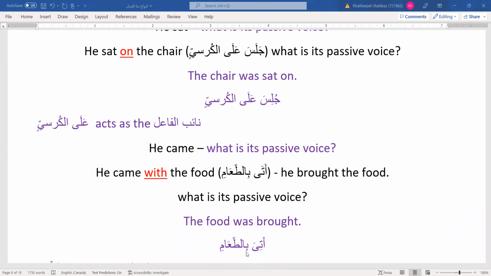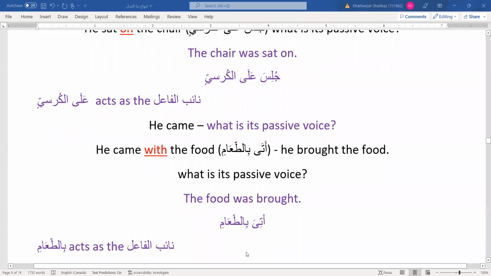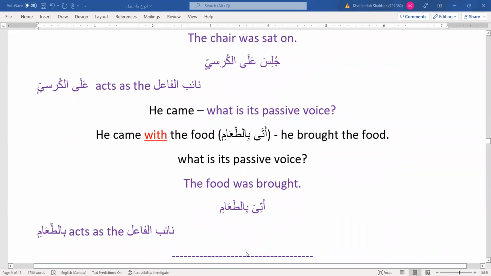So what will be the naibul file now? Bit-ta'am. Bit-ta'ami is the naibul file. Exactly.